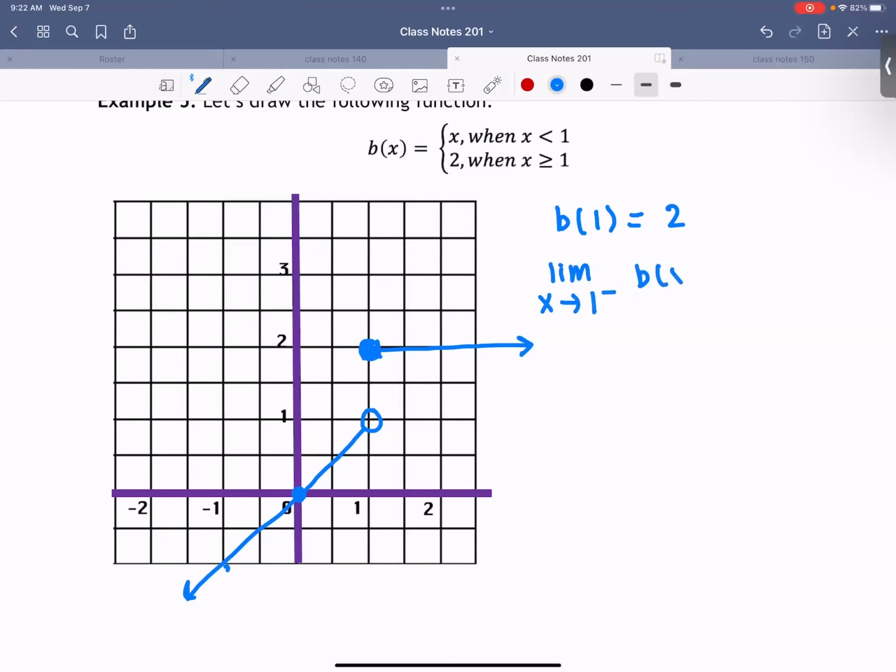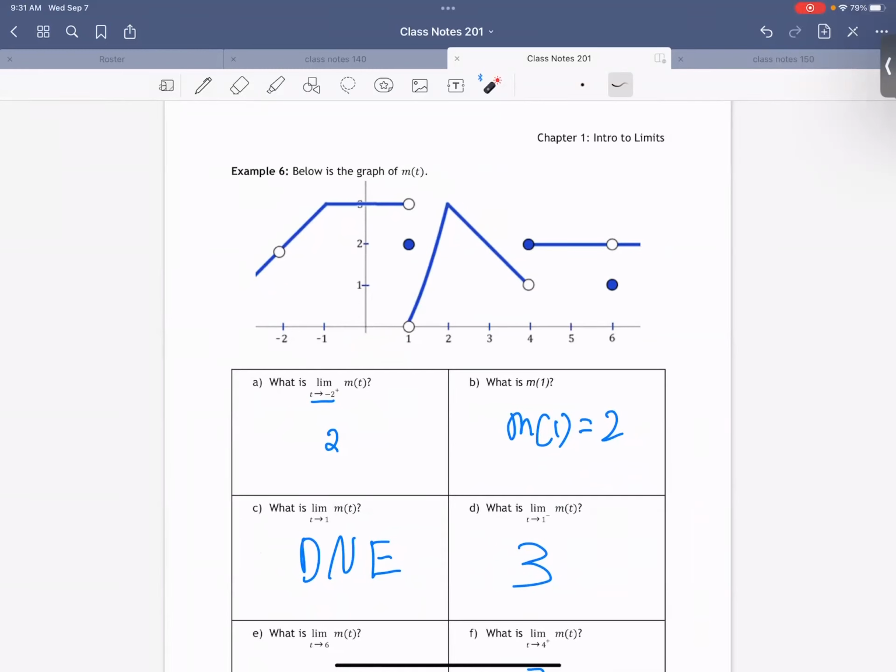All right, what about part C? We have the limit as t goes to 1 of m of t. Who wrote that answer down? Oh gosh, Jackson? Okay, Jackson, do you want to kind of explain your process here? Yeah, so as it approaches 1 from the left, it's 3, and as it approaches it from the right, it's 0. So since they're not the same, we'll have the two-sided limit. Perfect. Any questions on what we did here?